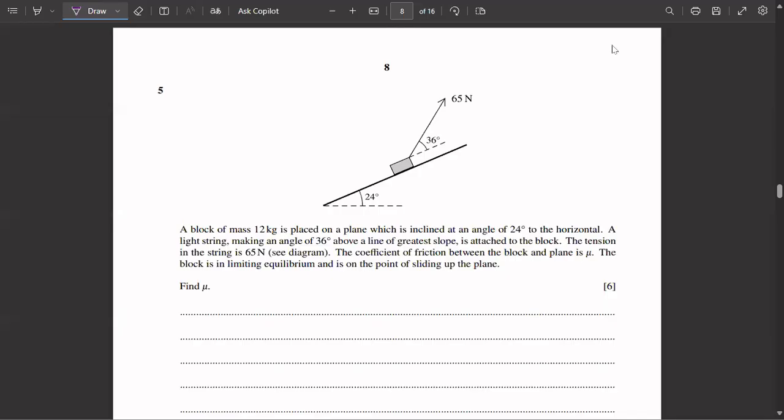Let's start solving the fifth question. A block of mass 12 kg. Okay, so that is not mentioned here. So the mass is 12 kg. And because the mass is 12 kg, we can also write weight equals mass into gravity. Mass is 12, gravity is 10. So the weight due to the mass is 120 Newton. So the weight acts 120 Newton downwards.